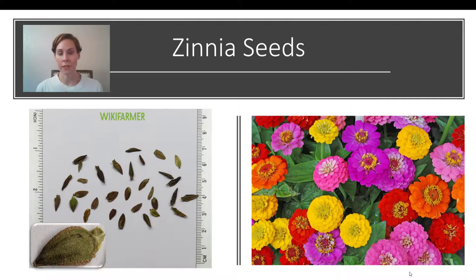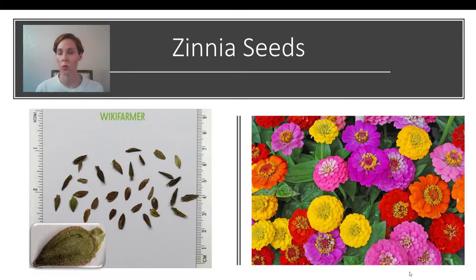What you have is a little tiny manila envelope, a little tiny yellow envelope that has zinnia seeds inside of it. You should have 3 to 5 zinnia seeds inside of your little packet. Be really careful opening this. We have it taped shut because these seeds are so tiny. You want to be real gentle with them.